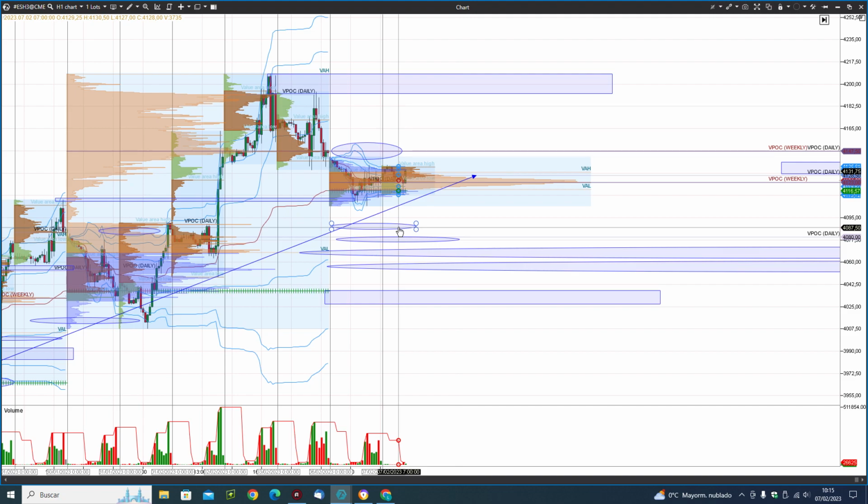If it breaks the uptrend line, next points will be 4,089, 4,079, and the main target perhaps would be 4,067. If the price goes up and breaks this point, the weekly VPOC of last week, next point will be 4,192.